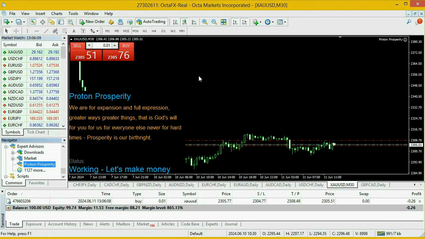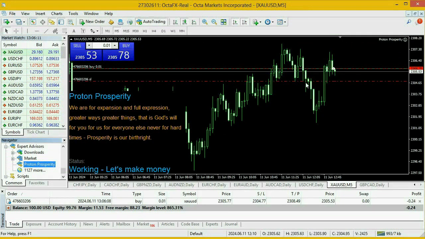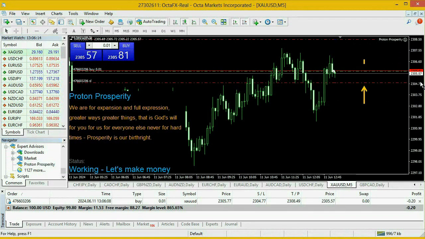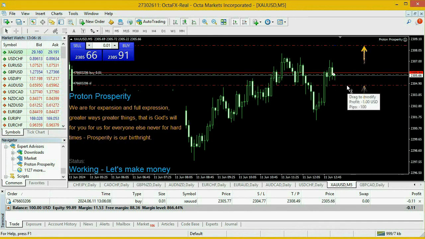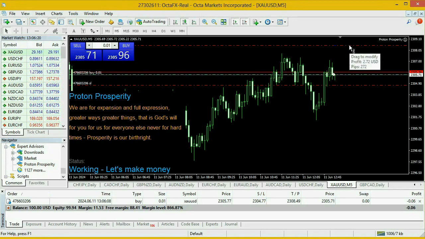Buy position executed. There we are. Our first trade is on gold. This is our stop loss and take profit. Our risk is only $1, and we stand to make $2.7. A trade can take some time to conclude, so for the consideration of time we will move forward to key moments of the trades.